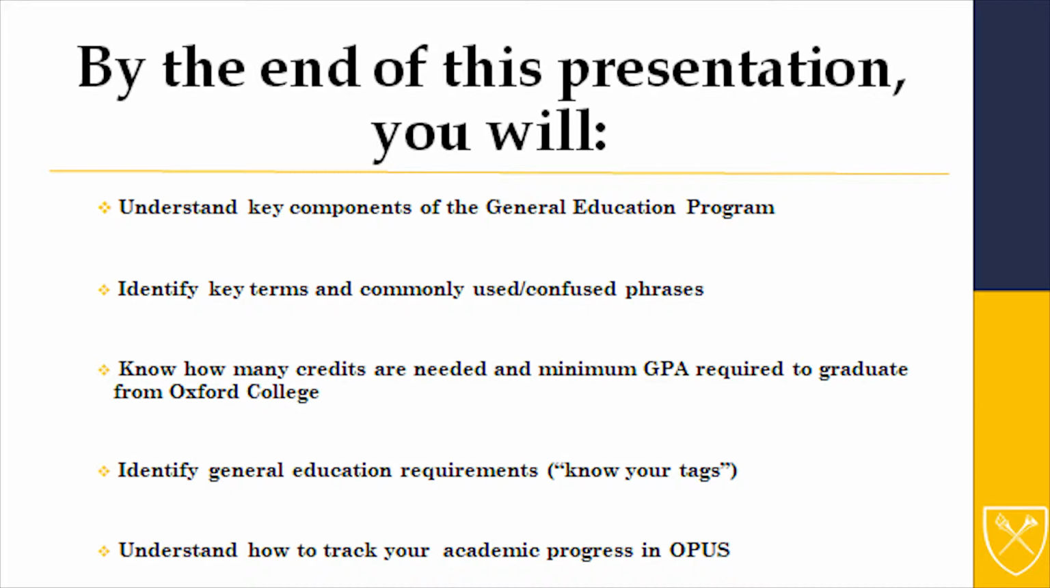You will know the minimum number of credit hours and minimum GPA needed to graduate, begin to identify general education requirements or tagged courses, and understand how you can use OPUS to monitor and track your progress. At the very end of this presentation, students will take a short quiz to assess how well you understood the information. Please be sure to follow along and remember, you can come back and review this presentation anytime.